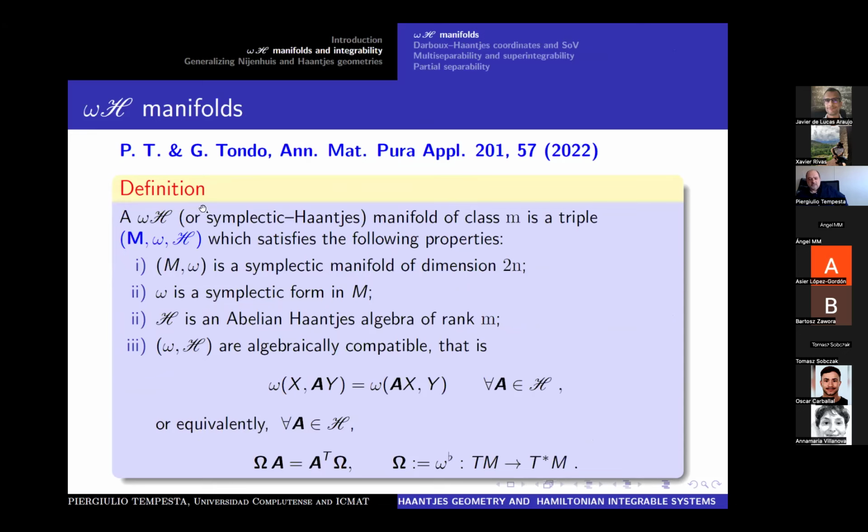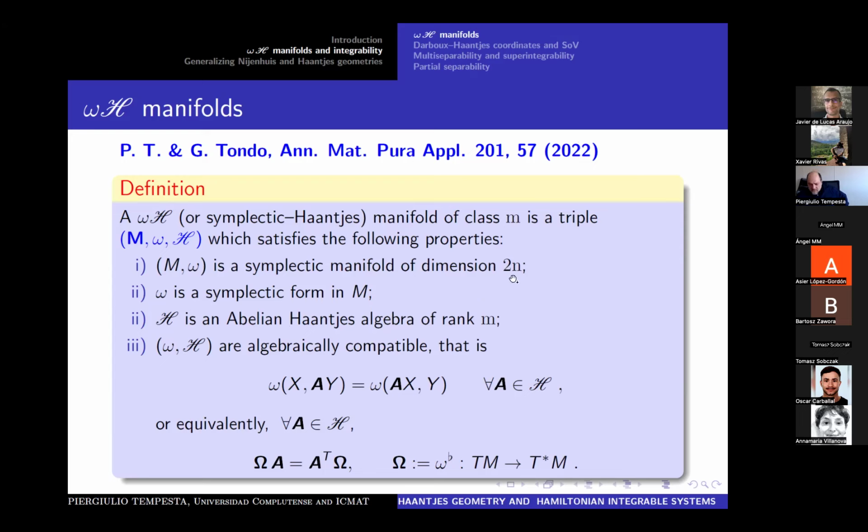Okay, then let's go to the symplectic-Haantjes manifold. The step further is the following. Now that we know what a Haantjes algebra is, meaning an algebra of Haantjes operators, we can put this algebra on top of a symplectic manifold and define what is called a symplectic-Haantjes manifold. We introduced this notion in 2014, but then we thought again and wrote and rewrote our papers, and finally we arrived at this definition, which now looks quite simple.